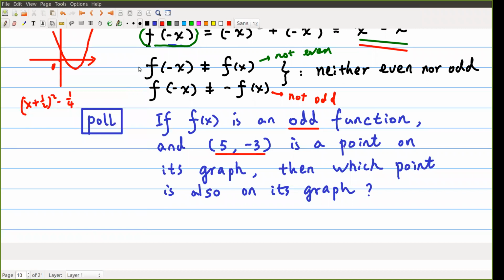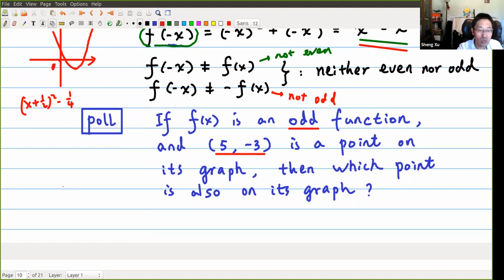So is it obvious, right? We know (5, negative 3) is a point somewhere here. And we know the graph is symmetric about the origin, right? So if I change 5 to negative 5, then the function value will also flip. If it's negative 5, then it should be the flip of this, positive 3 here. So it is symmetric about the origin. The answer should be (negative 5, positive 3), right? We are sure about that, okay?